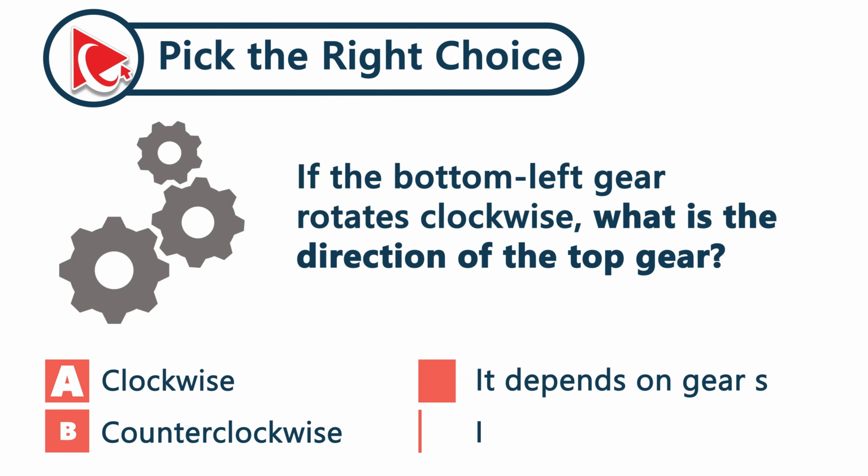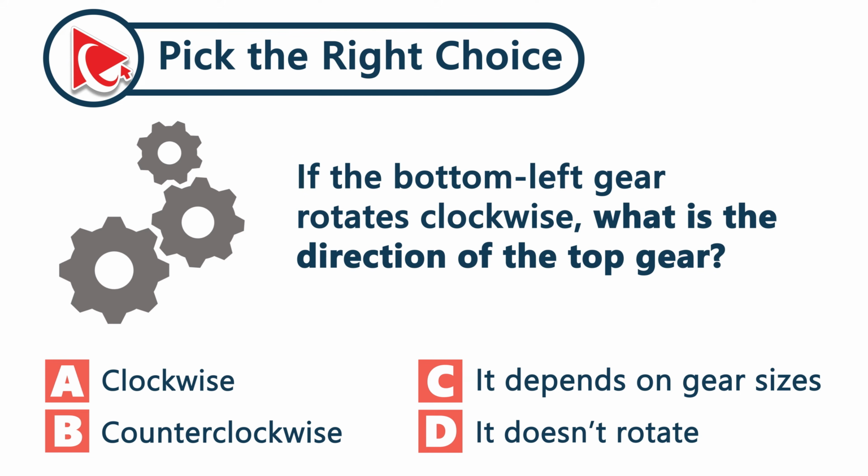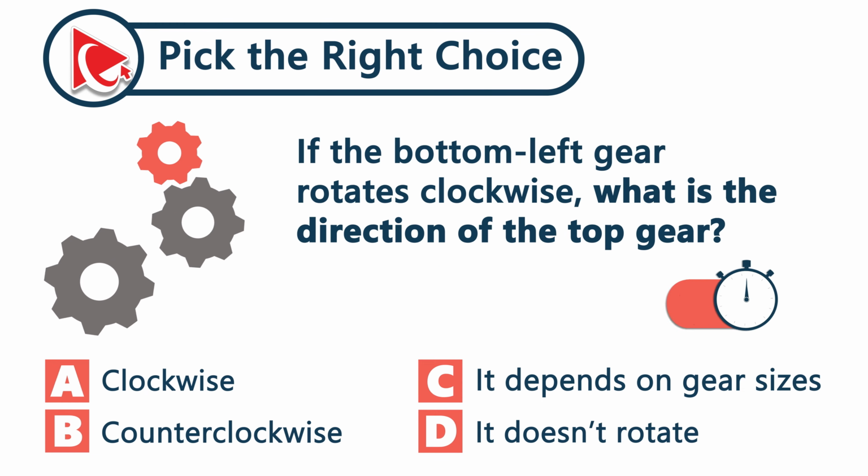Take a close look at these 3 connected gears. If the bottom left gear, the largest one, rotates clockwise, what is the direction of the top gear, the smallest one?